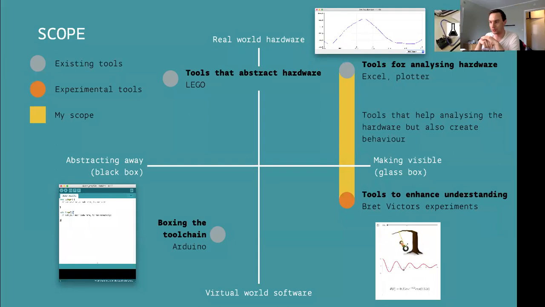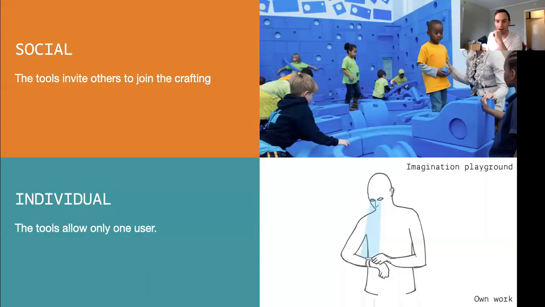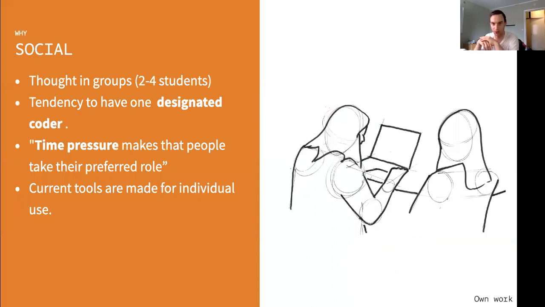So the scope of this project is to bridge this gap from tools for analyzing hardware and tools that enhance understanding, and focus on tools that can create behavior, but also help you analyze it. I focused on making more social tools instead of individual tools because Arduino was taught in groups in all my observations, and there is a tendency to have one designated coder during this group work, and time pressure makes people take their preferred role, and current tools are made for individual use. So I think we should change the tools so they actually allow for this group work and collaboration.